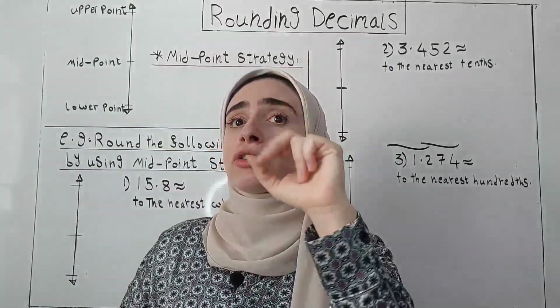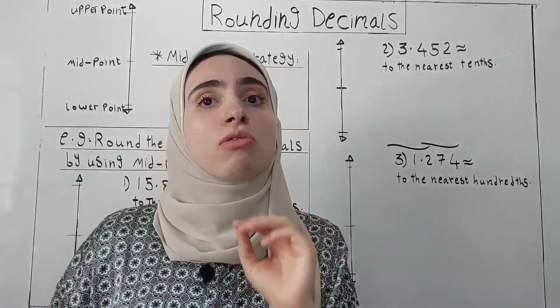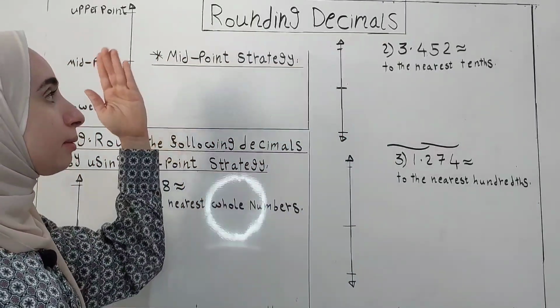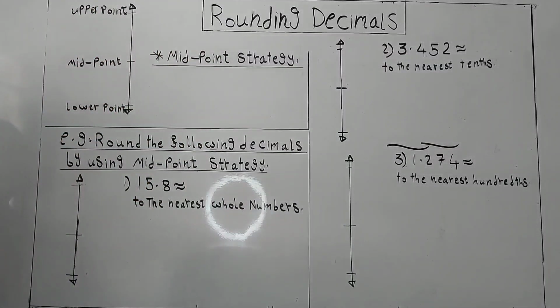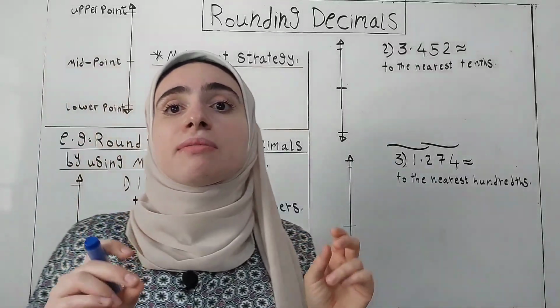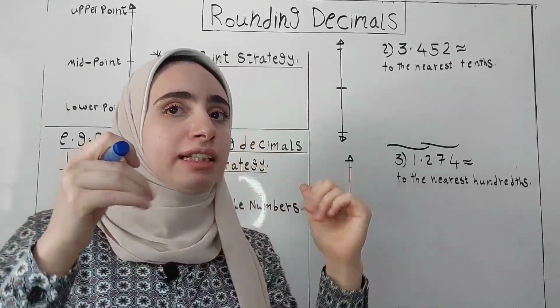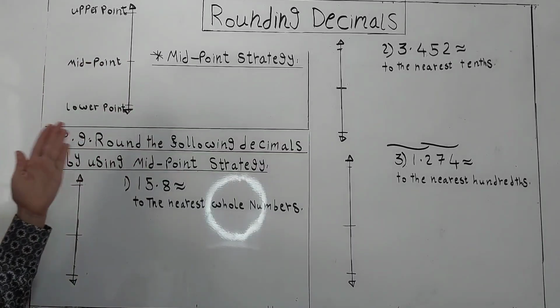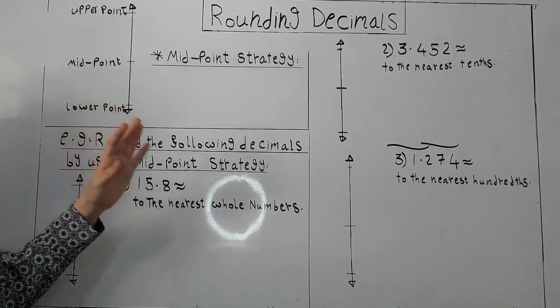We have two strategies to round any decimal number. The first one is called the midpoint strategy. Let's say we have this straight line, and we have three points on this line: the lower point, the midpoint, and the upper point. To round any decimal number by using this strategy, let's take a given example. Round the following decimals by using the midpoint strategy.